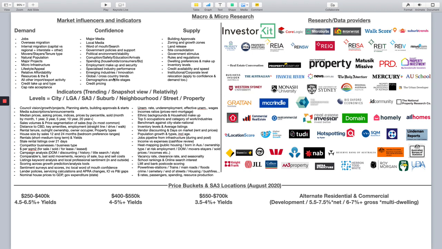Global and cross-country trends, demographics and life stages. What does a 50, 60-year-old think versus a 30, 40-year-old? What's important to each other? Credit pricing. Do we really want to go get out loans when it's 10% or is it more appealing in certain percentages? So think about that.